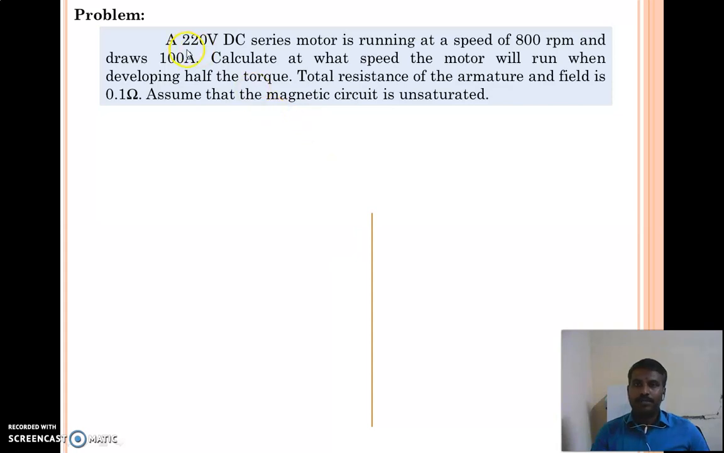The problem is a 220 volt DC series motor is running at a speed of 800 rpm and draws 100 amps. Calculate at what speed the motor will run when developing half the torque. Total resistance of the armature and the field is 0.1 ohm. Assume that the magnetic circuit is unsaturated.